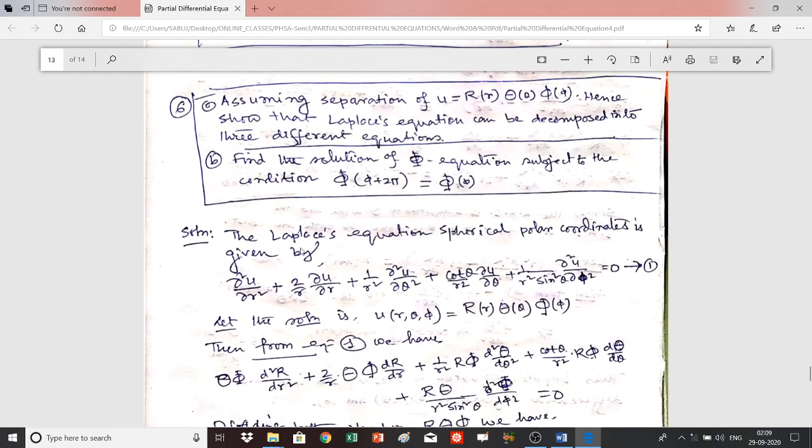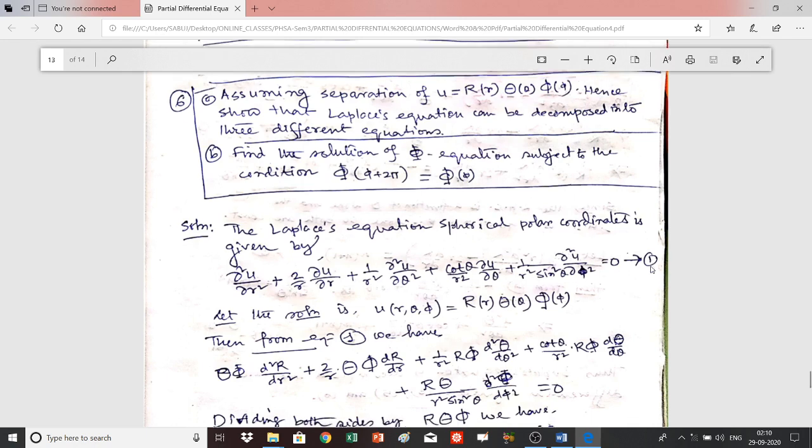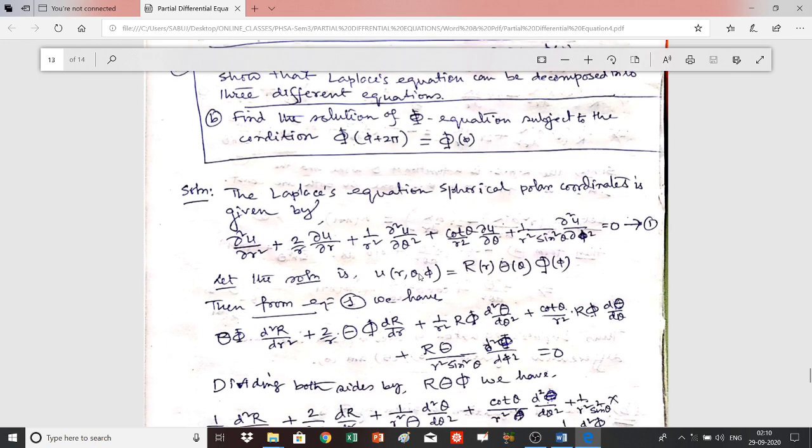So now here you know that the Laplacian operator for three-dimensional spherical polar coordinates is given by ∂²/∂r² plus 2/r ∂/∂r plus 1/r² ∂²/∂θ² plus cot θ/r² ∂/∂θ plus 1/(r² sin²θ) ∂²/∂φ². So now if you use this for the function u, that will give you the Laplace equation in three-dimensional spherical polar coordinates, that will give you equation number 1.